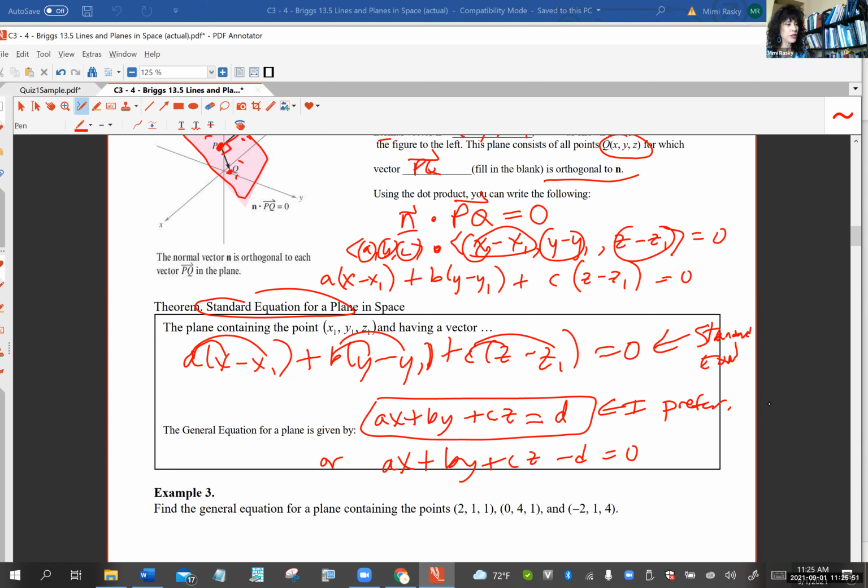So I think what I'll do is I'm going to do one problem, and then we're done for the day. And we'll revisit more of these equations for lines and planes next time.